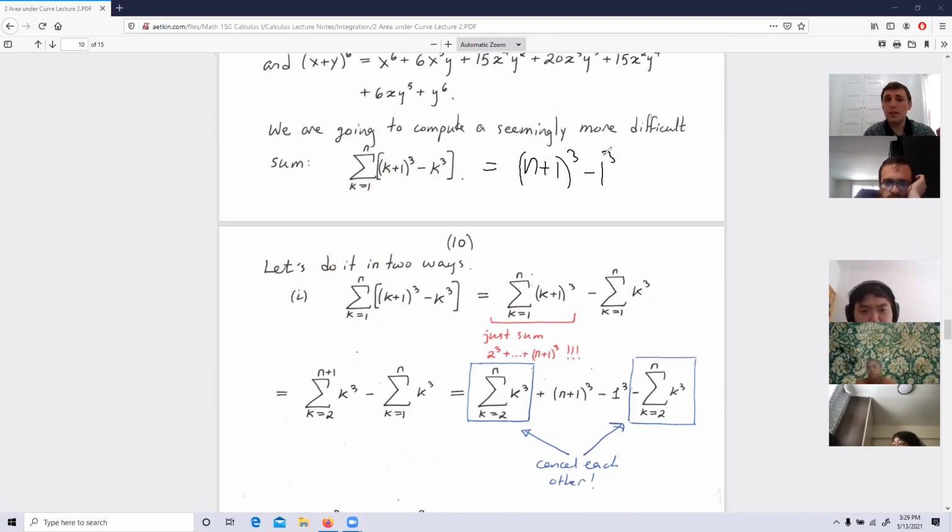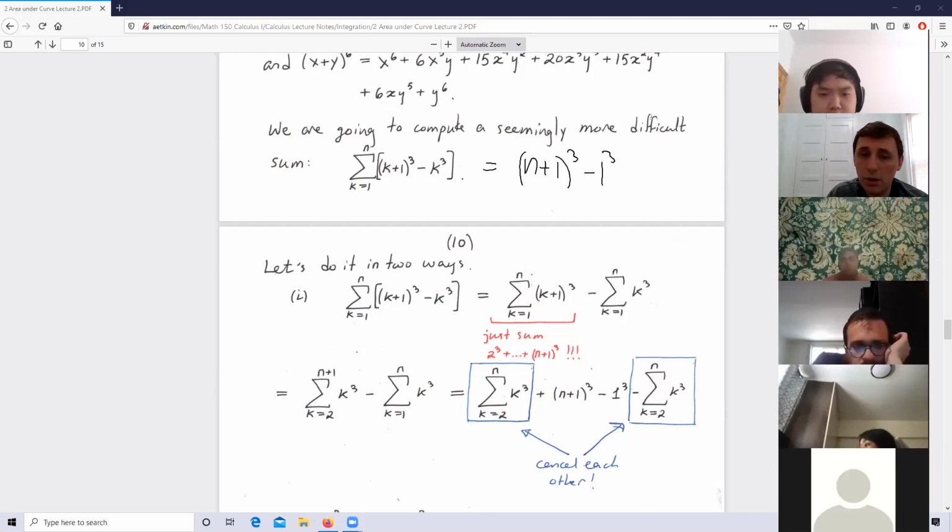Do you understand? Simply because I realized that here I am adding the numbers 2 cubed all the way to n plus 1 cubed, and here I'm subtracting numbers 1 cubed all the way to n cubed. So I subtract essentially everything except from here I don't subtract the last term, and from here there is nothing to remove the first term, k equal to 1. Did you understand how I quickly got n plus 1 cubed minus 1 cubed? Or are you completely lost?